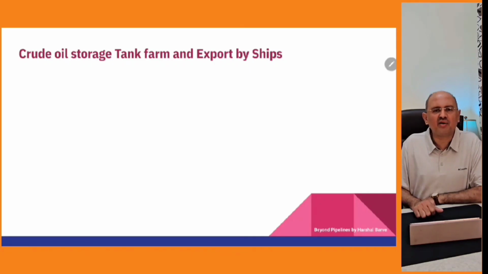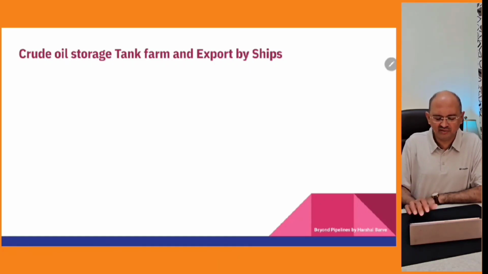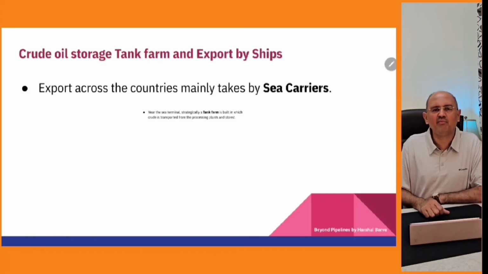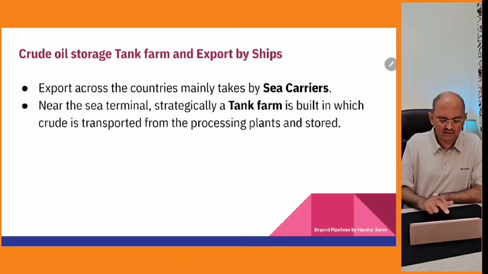Now let us see quickly the storage tank farm and the export ship, with some pictures, just to give you a good idea about how it is going to look. Export across countries normally takes place by sea. As I told you earlier, the sea is one of the very important transportation methods used when you have to export crude across countries, where sometimes a pipeline cannot be built because of the very long length and geographically very far away located countries.